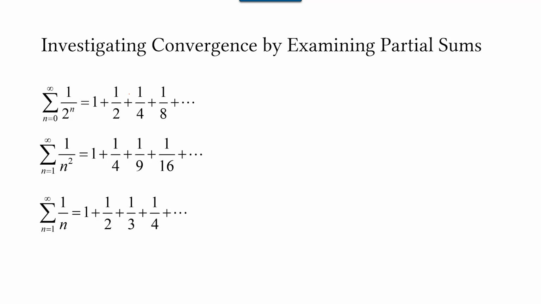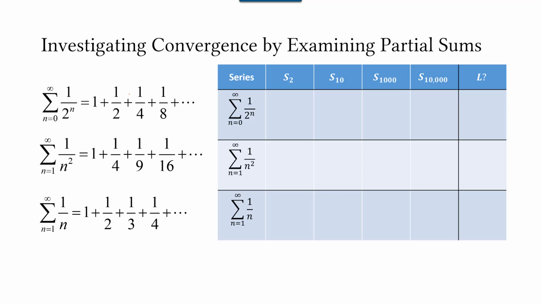The way we're going to take a look at this is by using Wolfram Alpha, because Wolfram Alpha is much better at adding up lots of terms than we are. And then we're going to fill in this table where we start with just two terms in our partial sum, s sub 2, so we'll add the first two terms together. Then we'll take a look at adding the first 10 terms together, the first 1,000 terms, and the first 10,000 terms. We'll take a look and see if we have a pattern, and if we do, we'll call that value that we hopefully recognize capital L.